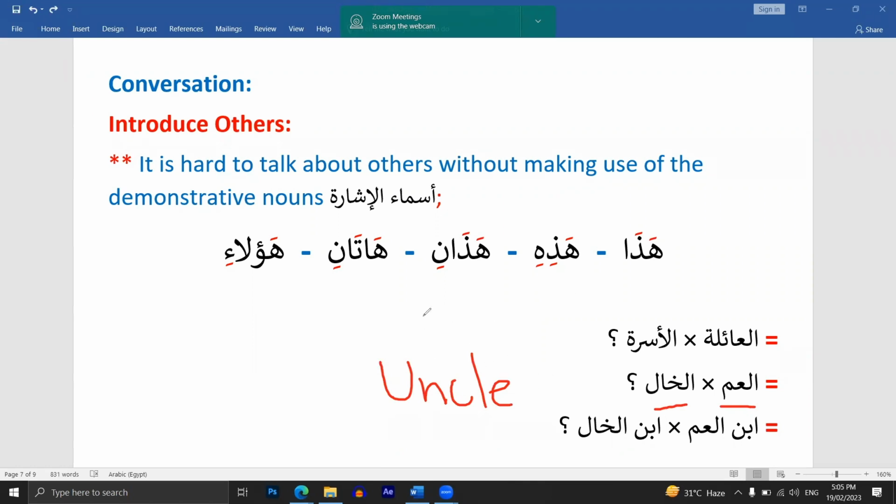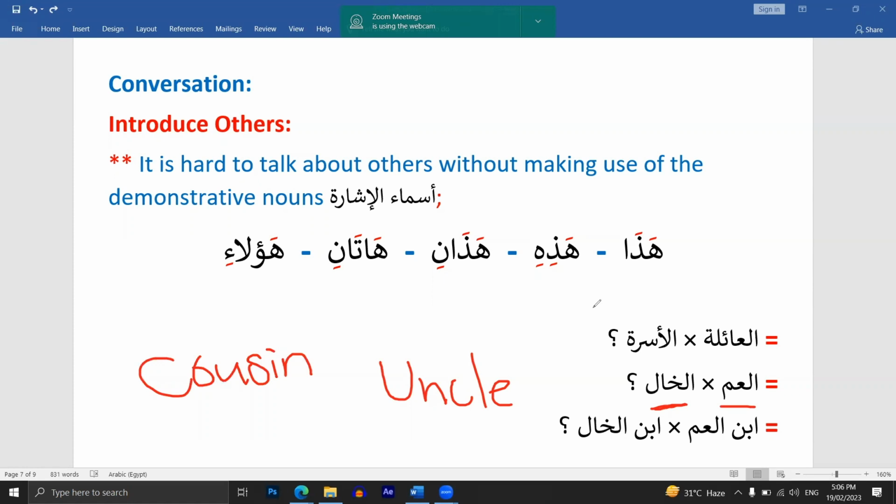But in Arabic, we have two different concepts. We have al-am. Am means uncle, who is the brother of my father. And al-khal is the brother of my mother, okay? And also, by the way, as an extension, we have the word cousin. It can be the son of my uncle, who is the brother of my father, or the son of the uncle who is the brother of the mother.